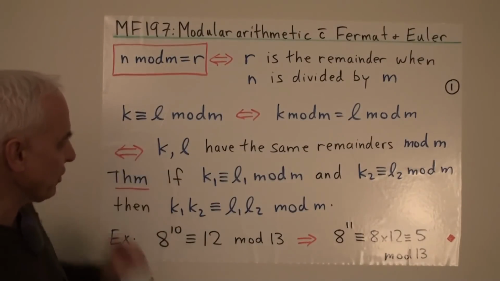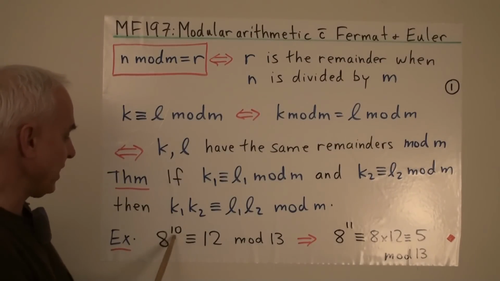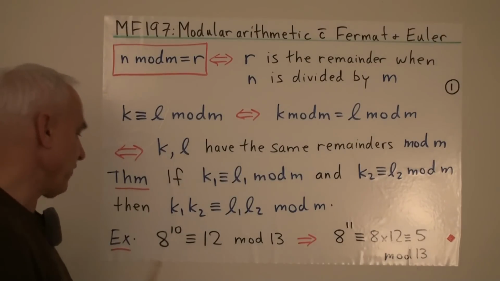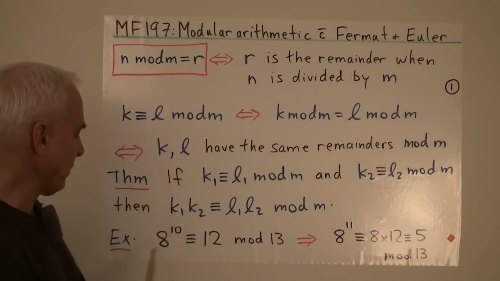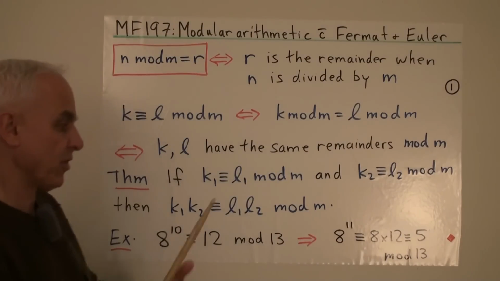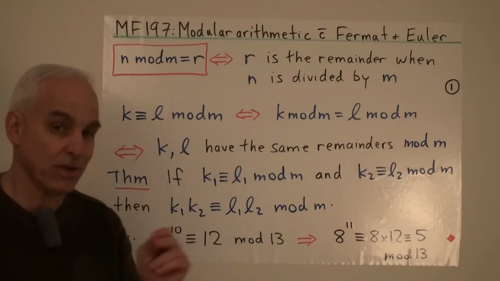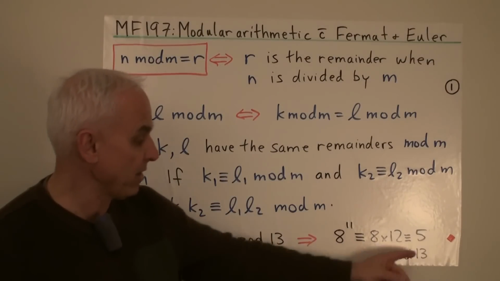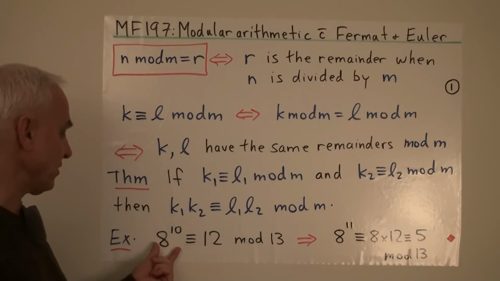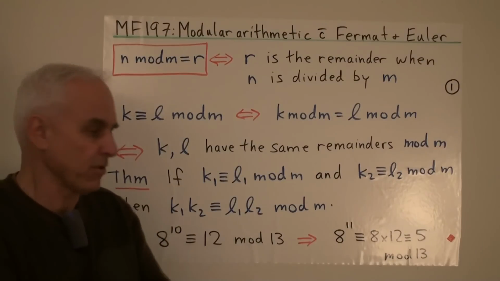So as an application of this pleasant result, suppose that we know that 8^10 is congruent to 12 mod 13. That's actually a true fact. And suppose we were interested in finding out what 8^11 was congruent to mod 13. It's really asking what the remainder is when you divide 8^11 by 13. So one thing we could do is compute 8^11 essentially and divide by 13.